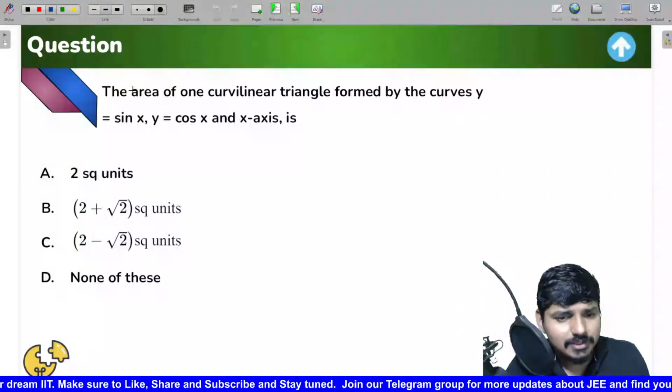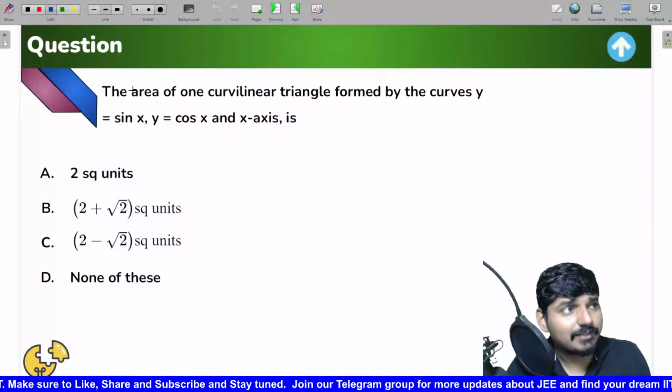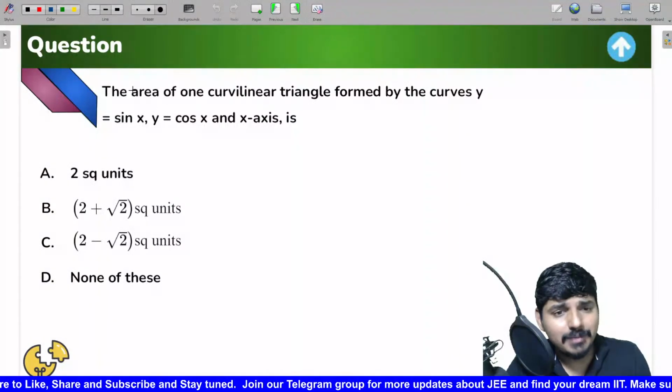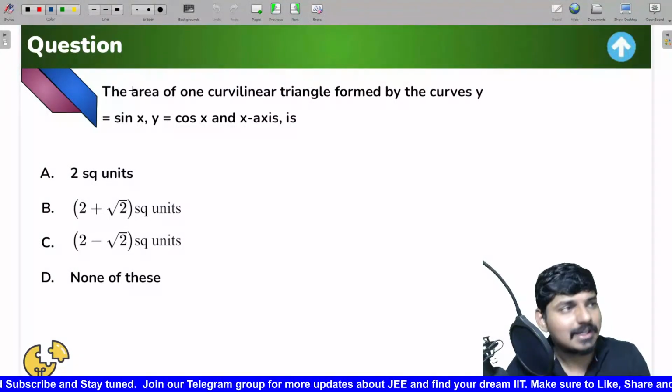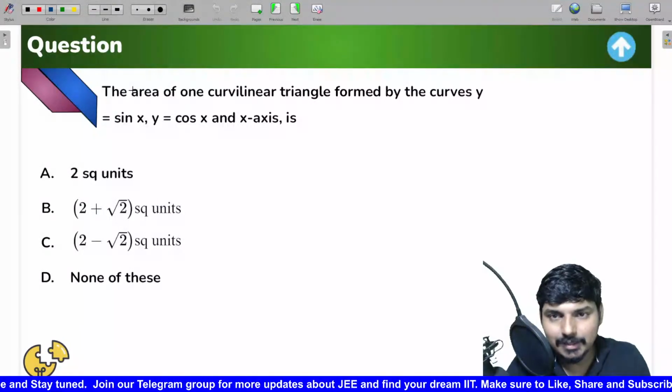You see this question: the area of one curvilinear triangle formed by the curves y is equal to sin x and y equal to cos x and the x-axis, what is that area going to be?